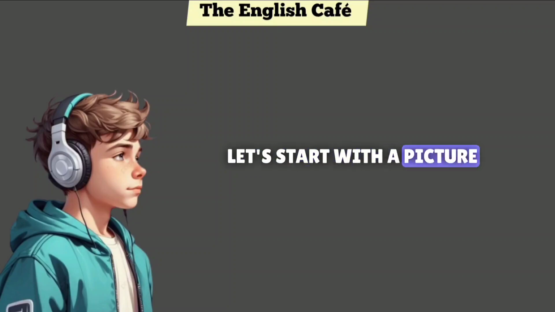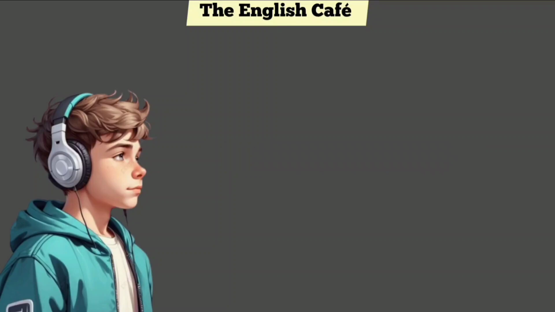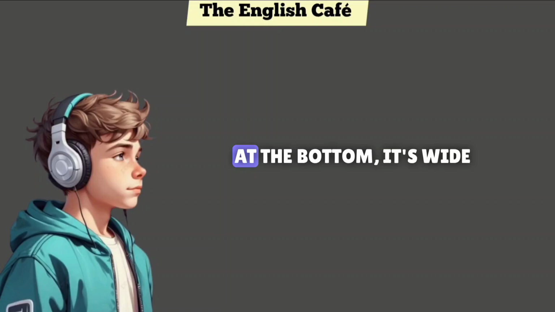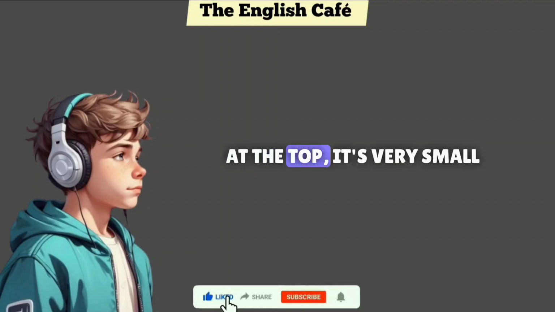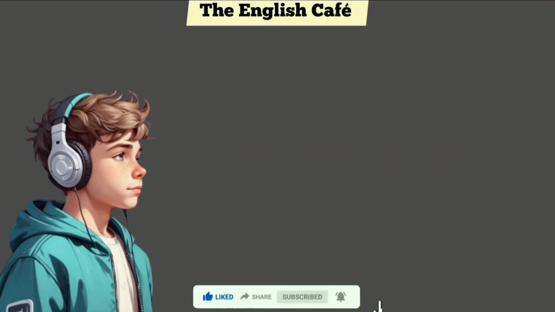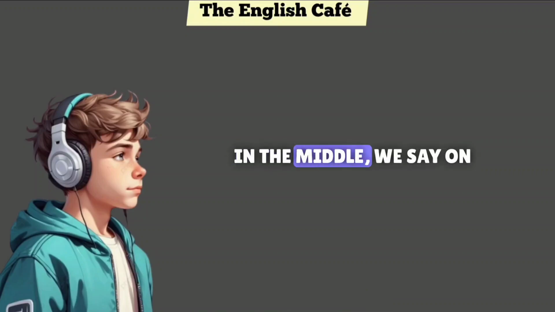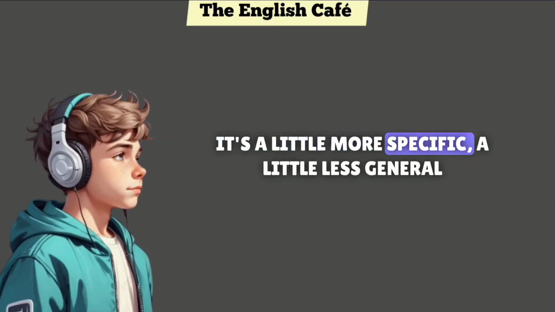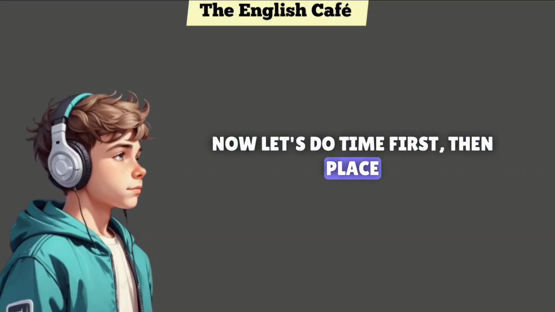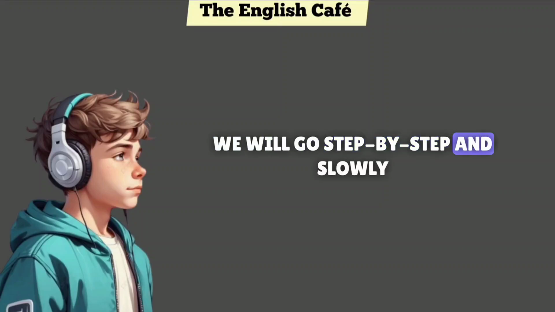Let's start with a picture. Imagine a pyramid. This is a pyramid. So, a pyramid is a triangle shape. At the bottom it's wide. At the top it's very small. Now we use this pyramid to understand time and place. At the bottom we say in. It's the most general. In the middle we say on. It's a little more specific, a little less general. At the top we say at. It's very specific. Okay. Now let's do time first, then place. We will go step by step and slowly.